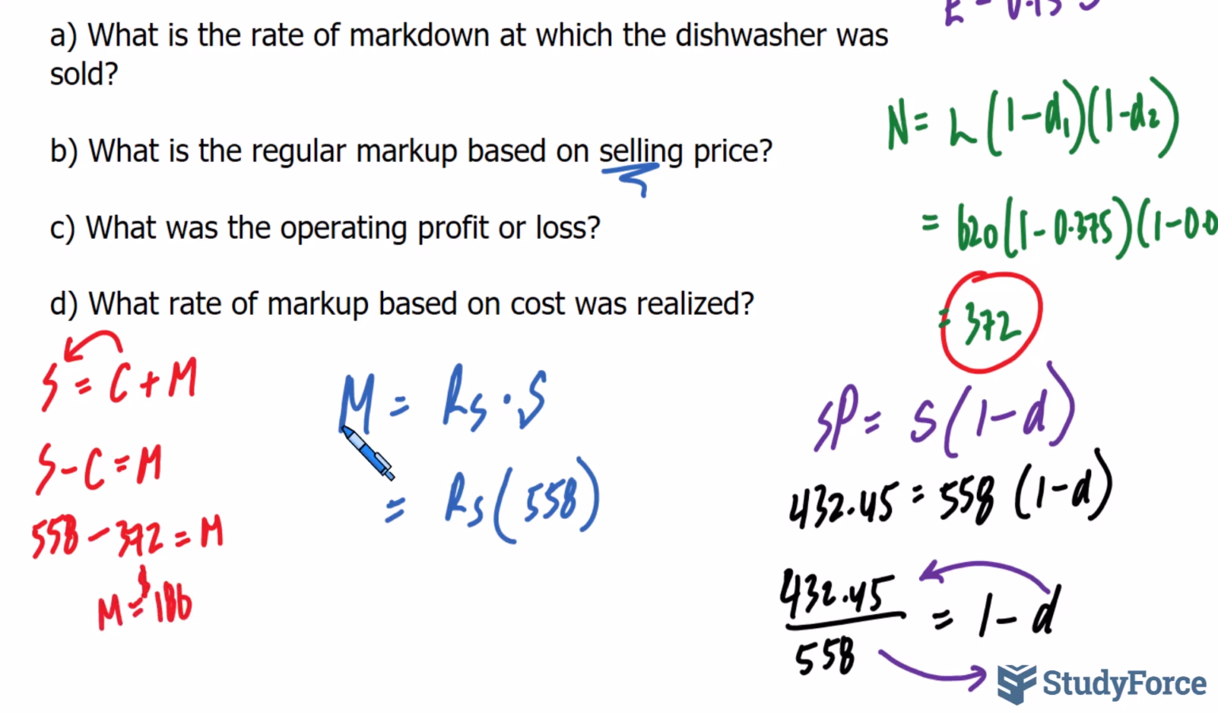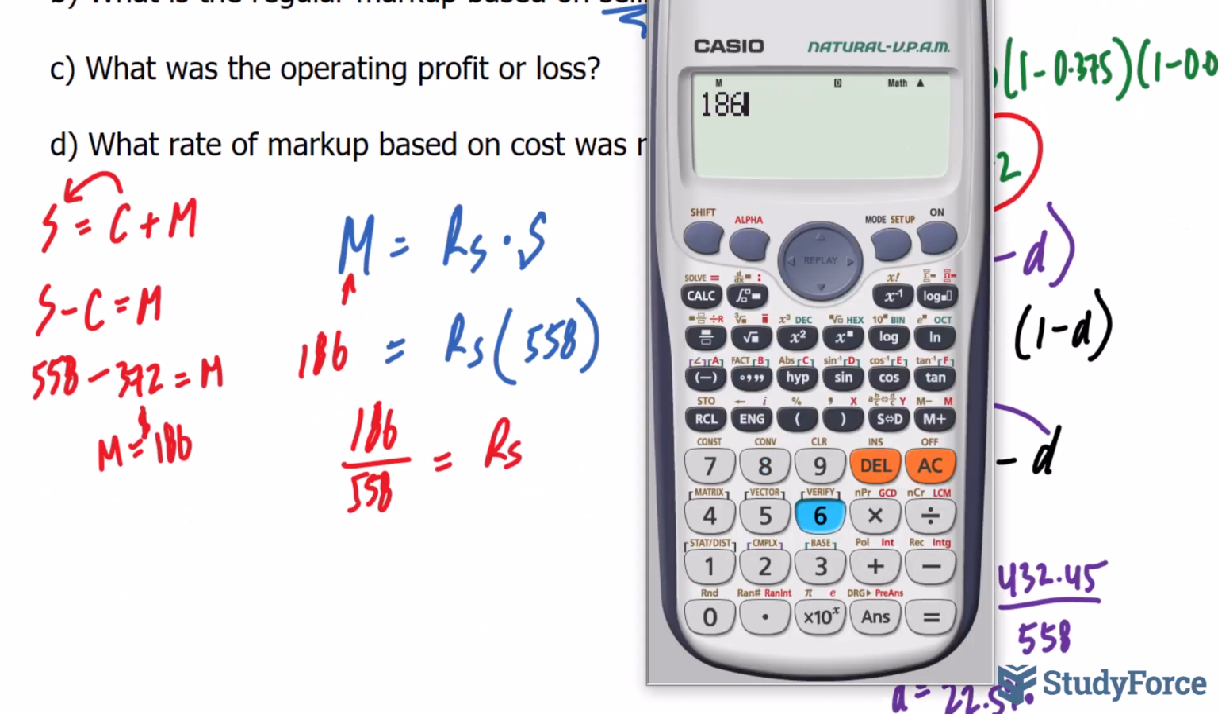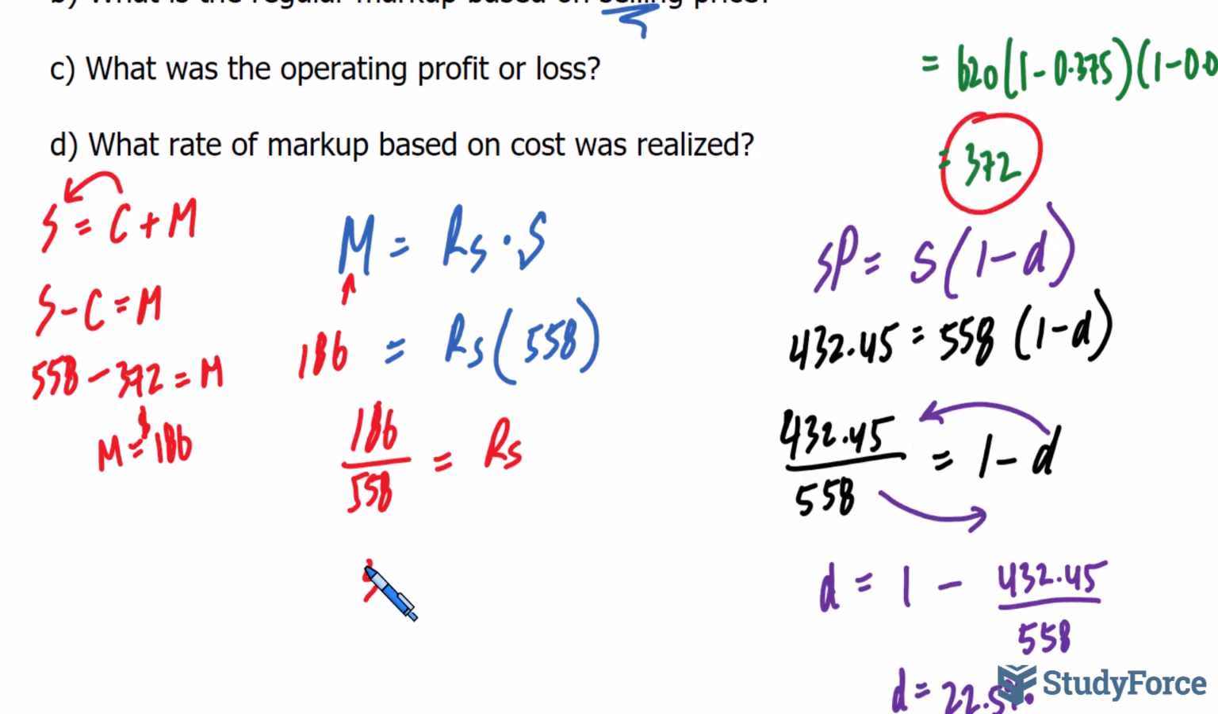So we'll substitute that into here. We end up getting 186, and we'll solve for r sub s. So by using some basic algebra and dividing both sides by 558, we'll find our rate, but don't forget to multiply by 100% because we want this as a percentage. 186 divided by 558 times 100, and that is roughly 33.33%, or simply 33 1/3%. So that is our rate of markup based on the selling price.